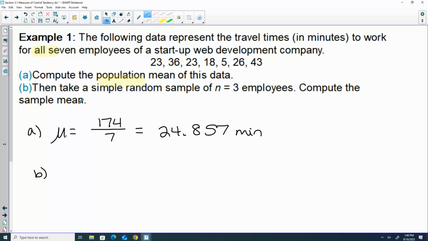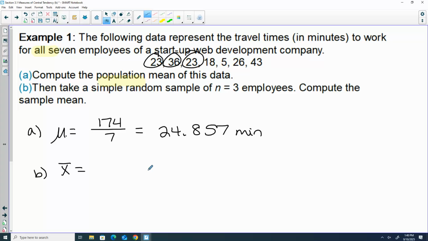Part B, take a random sample of 3 employees. So pick any 3. Who do you want to use? 23, 36, 23. If I want to find this mean, what variable do we call it? X bar. Okay. Add them up.